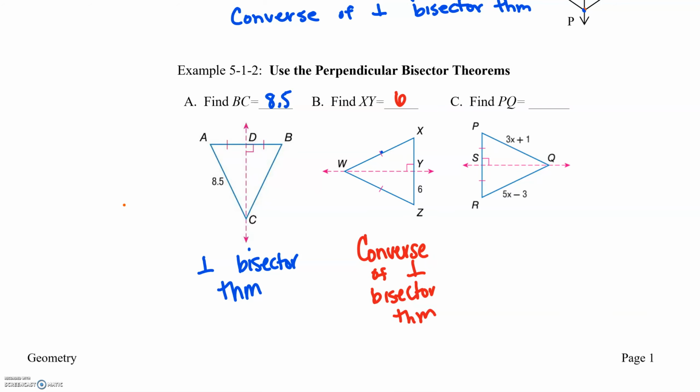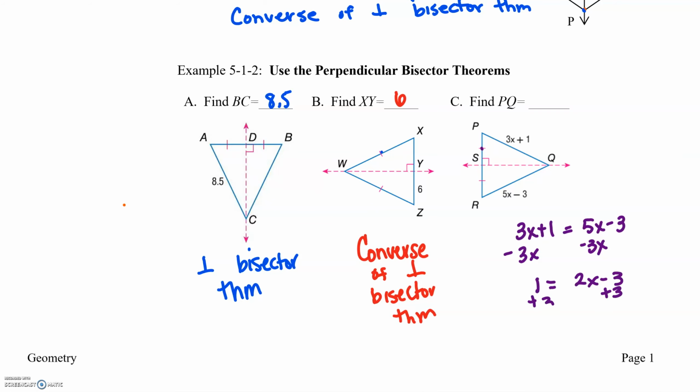And then the last one is, we know that these are congruent, and this is a perpendicular bisector, so then PQ is congruent to RQ. So we're going to set those equal and solve, and then we do need to plug it back in because it's asking for PQ and not X. So let's subtract 3X from both sides. 1 is equal to 2X minus 3.